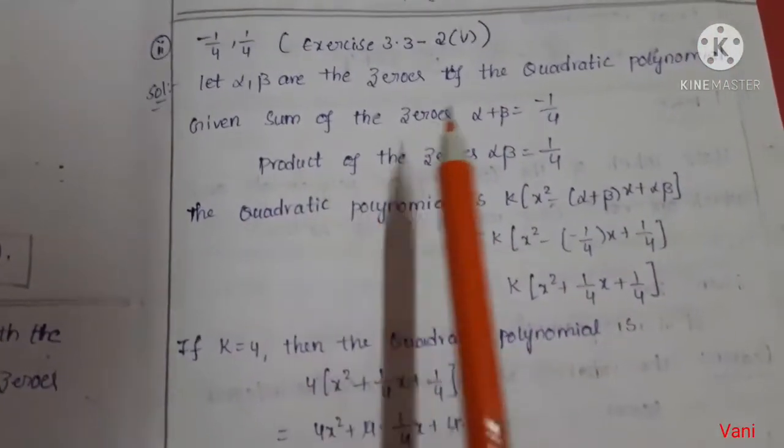So like this we have to do when they give the sum and product of zeros of the polynomial.